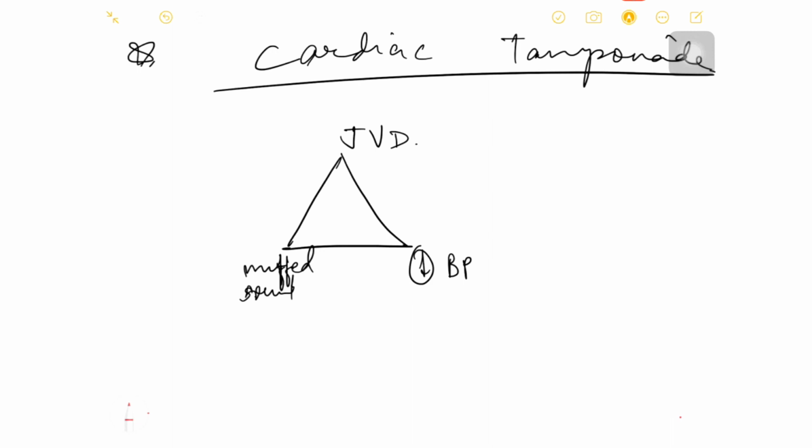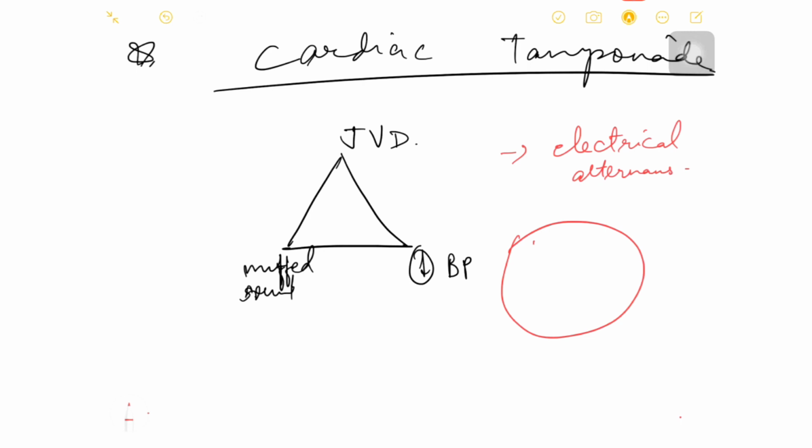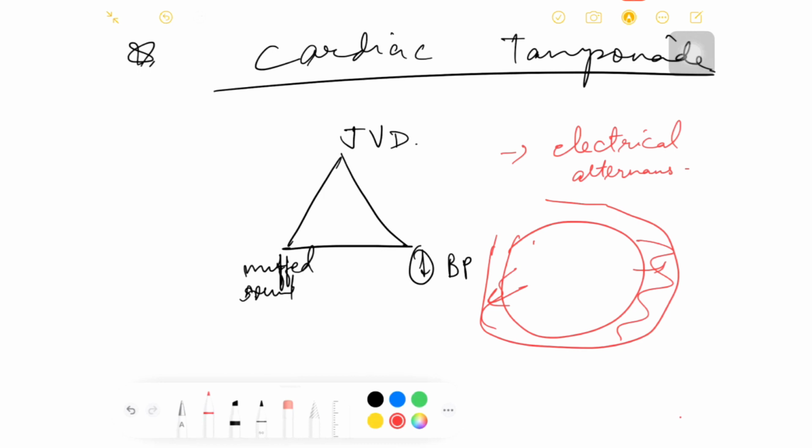So why is there electrical alternans? Because there is blood in the pericardial cavity, and the heart is moving. There is all this fluid and the heart is just going back and forth. That is why you have this electrical alternating activity. That is why electrical alternans.